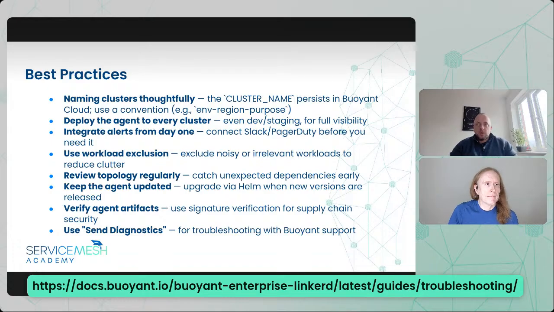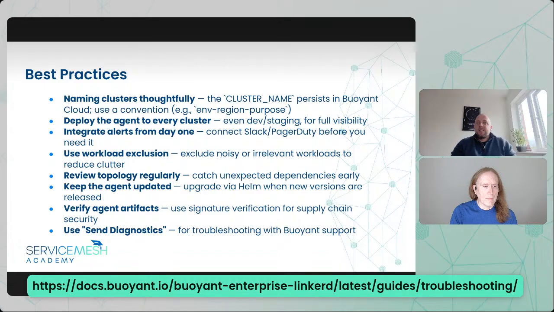Workload exclusion. So this does come up from time to time when we're starting to onboard users into Buoyant Cloud, and it's like, okay, well, this is a lot. I have got a big cluster. This is a lot. How do we make this a lot more usable for teams only wanting information about specific workloads, where you can use the exclusion.